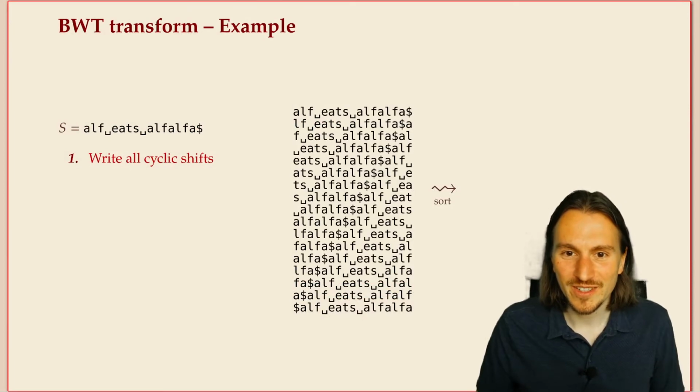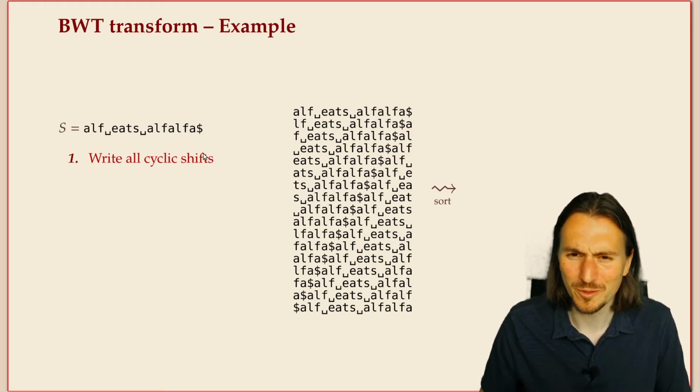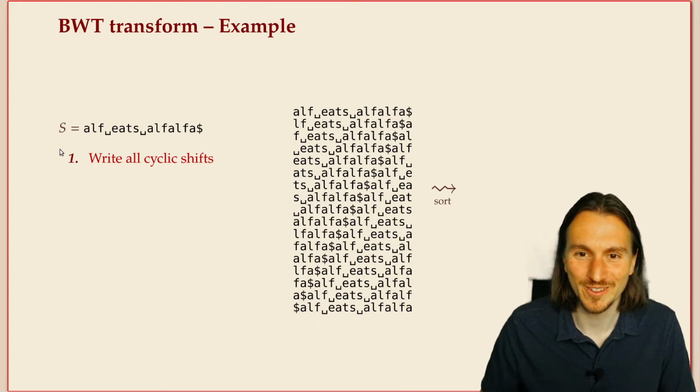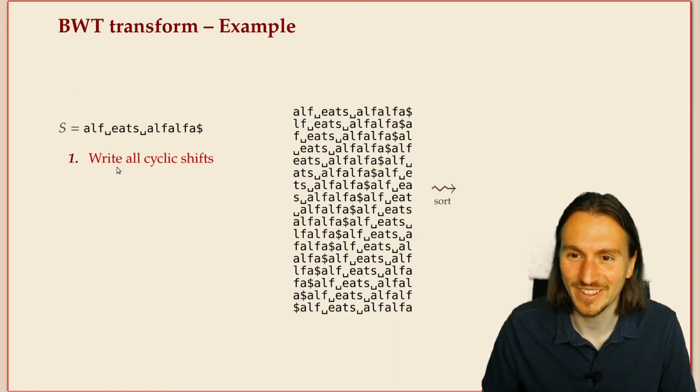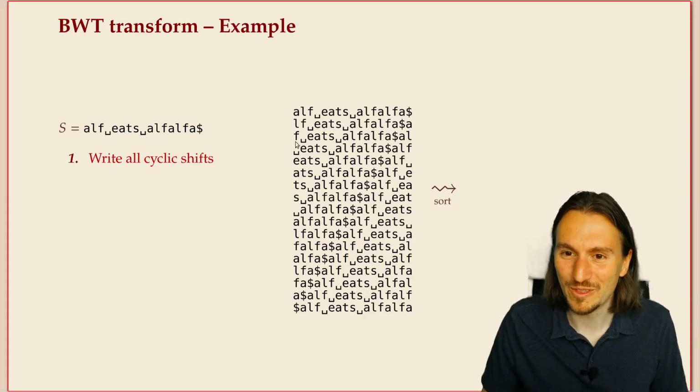So here's a sample text that we will see a couple of times over the next slides. Alf eats alfalfa. That's some sort of grain or so, some plant. So it's an actual valid English text, in case you care. For the BWT, this is not the main point. What we need is all the cyclic shifts.